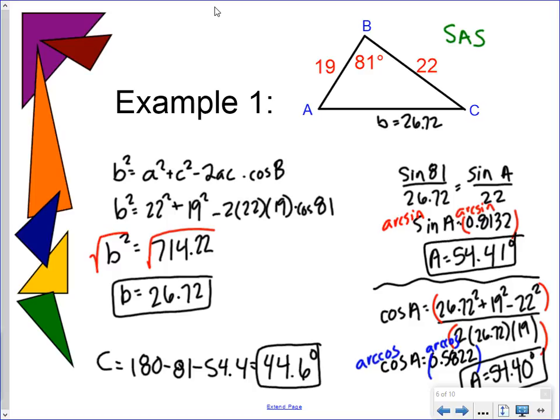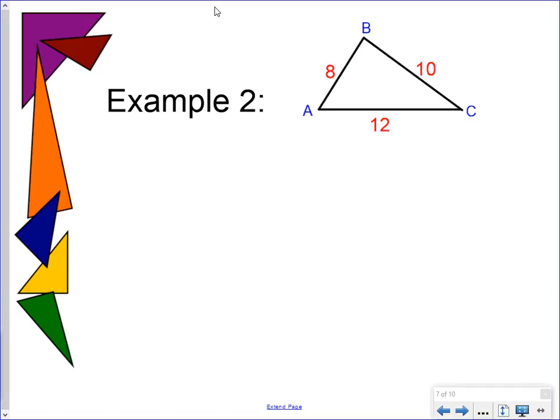Remember, you do have an option. You can do law of sines, you can do law of cosines again. You're going to come up with a good answer either way. Another example that we should look at just real quick is an example of side, side, side.